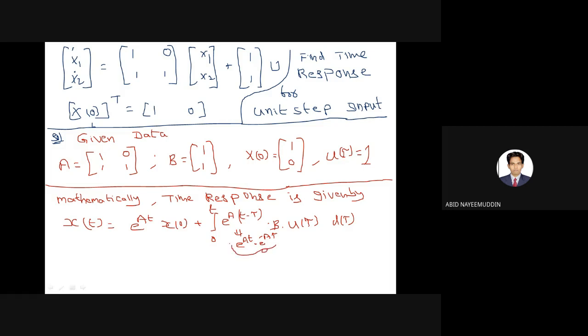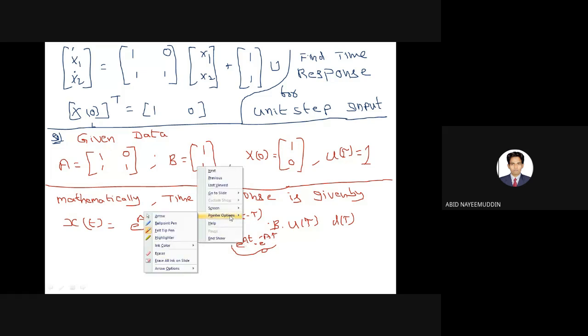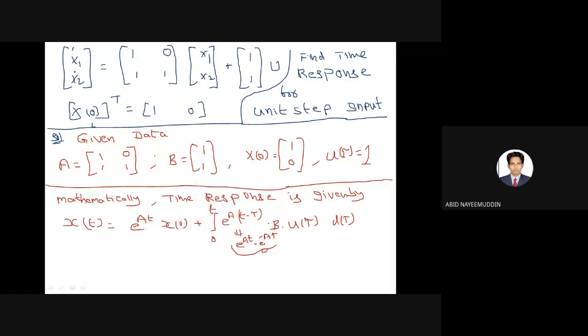e power minus a into tau. We can write it separately also. After writing it separately, what we can observe here is that e power at, as we are integrating with respect to tau, the t can be treated as a constant term, so we can take it out from the integration.